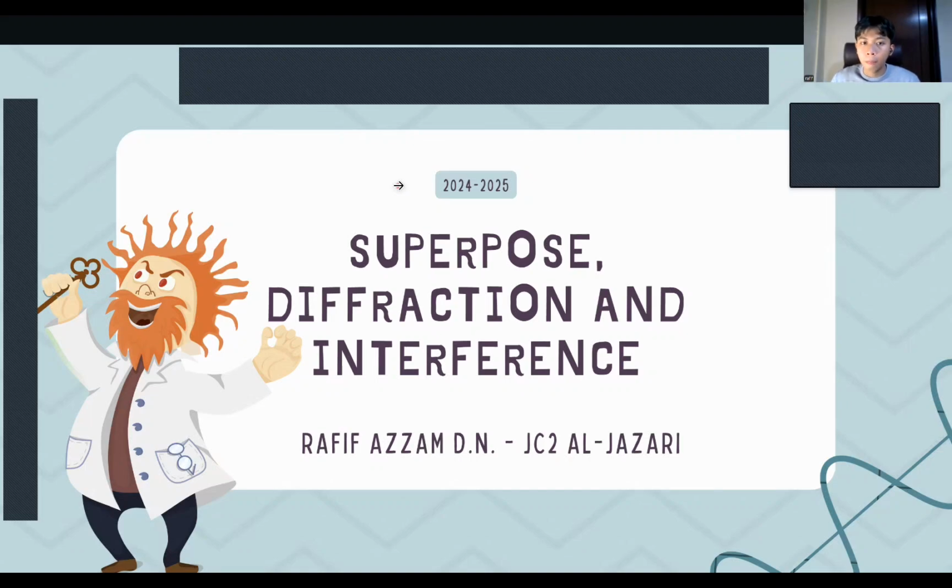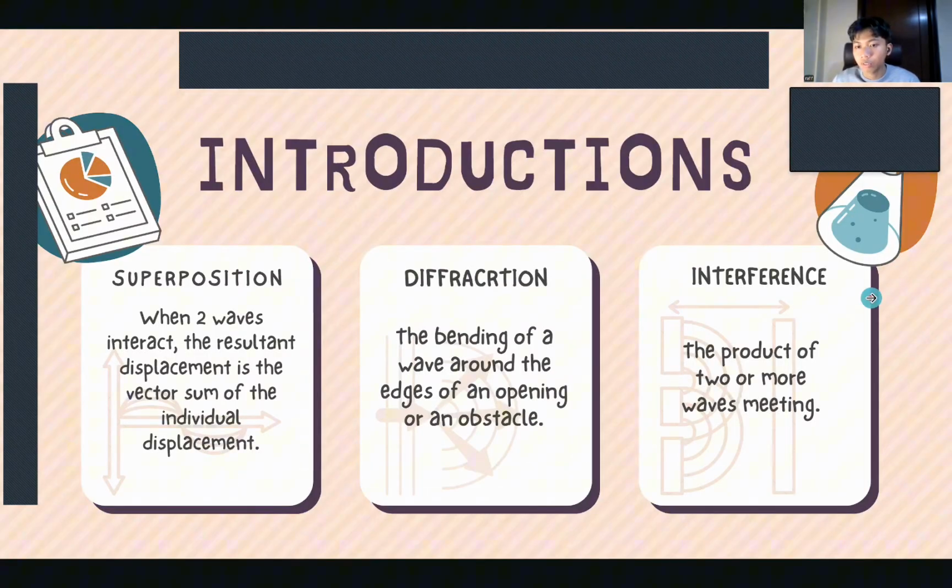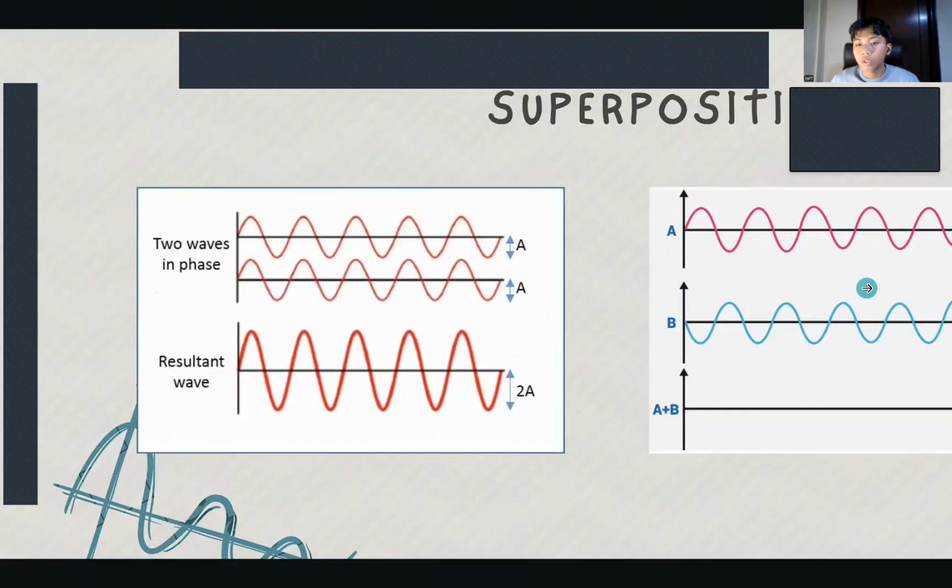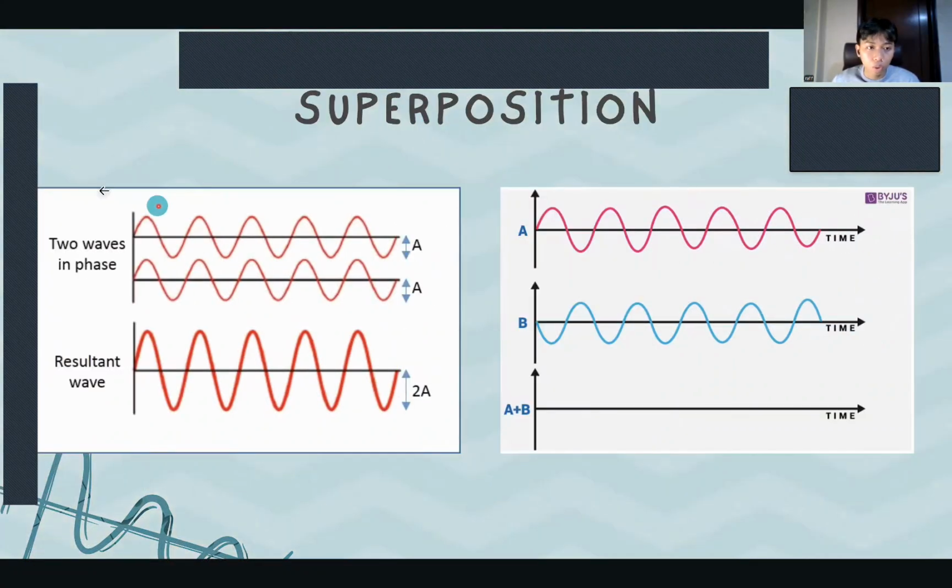On this session I want to share with you guys about one of the topics for our S level physics, which is superposition, diffraction, and interference. So these are the definitions. You can read them by yourself by pausing the video, and we'll go straight to the next one. Superposition. So basically, what is superposition?